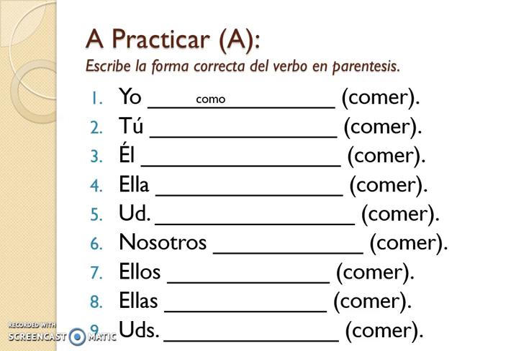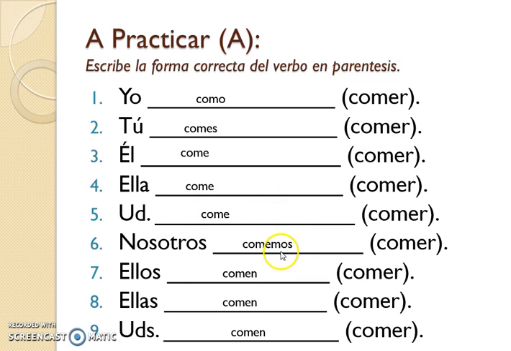All right, let's see how you did. Yo como, tú comes, él come, ella come, usted come. Nosotros comemos, ellos comen, ellas comen, ustedes comen. So yo como, I eat. Tú comes, you eat. Él come, he eats. Ella come, she eats. Usted come, you eat, if you're speaking formally to somebody.